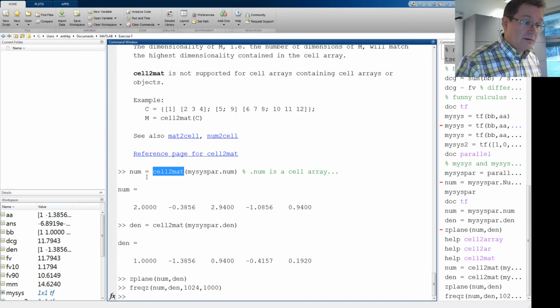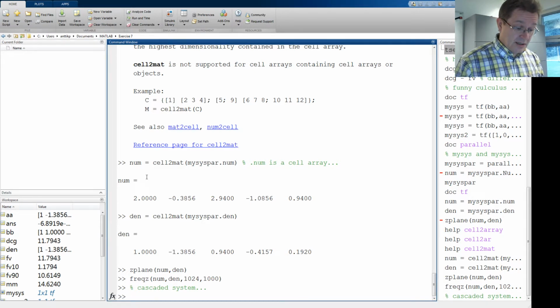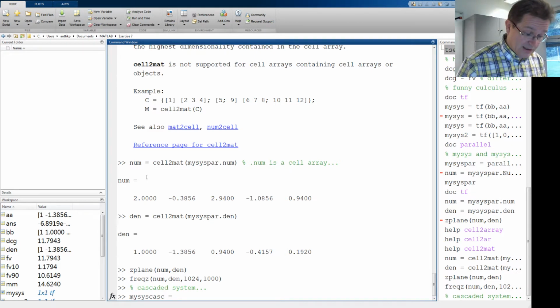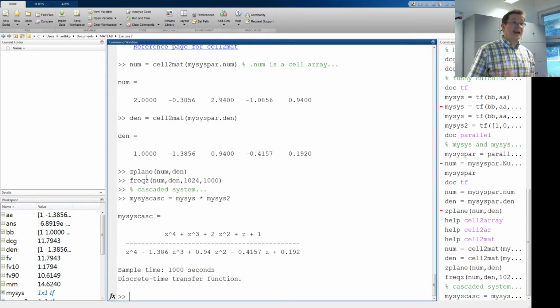The same way the cascaded system. So if we had a cascaded system, that would be just multiplication. Let me try something here. I think I can do my sys times my sys2. Yoo-hoo! So that is the cascaded system.